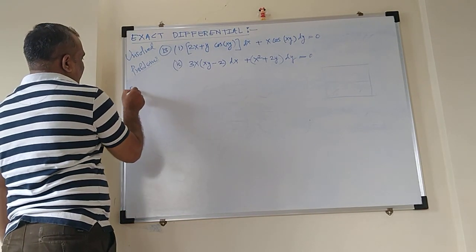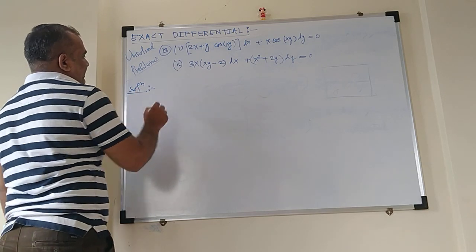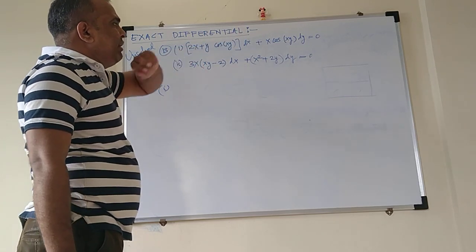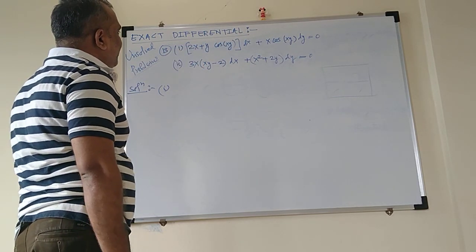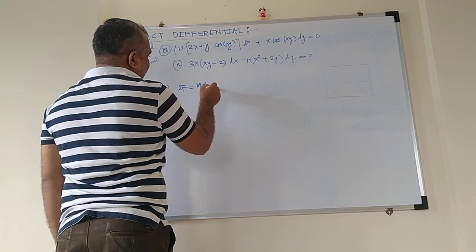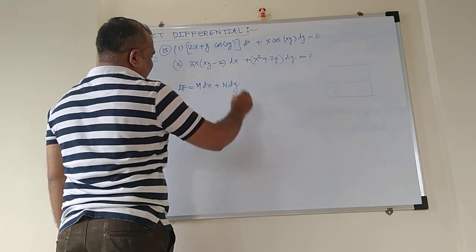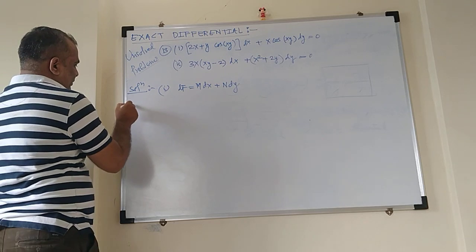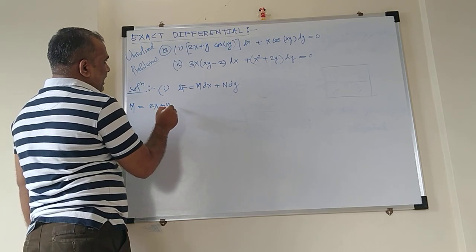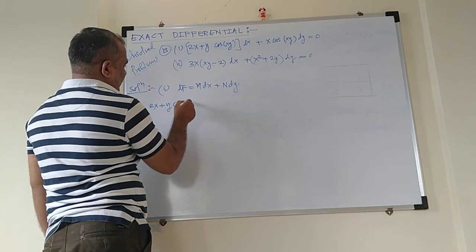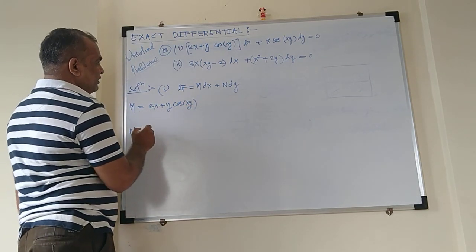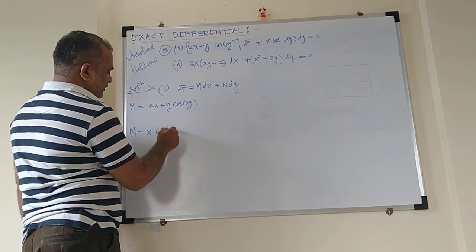So let's move to the first problem. We have to show that these are exact differential. So the first one is this. Your df value is equal to 0 here, and if you compare this equation with M dx, I can say df is equal to M dx plus N dy. And if you write the values of M and N, M is equal to 2x plus y cos(xy), and the value of N is equal to x cos(xy).